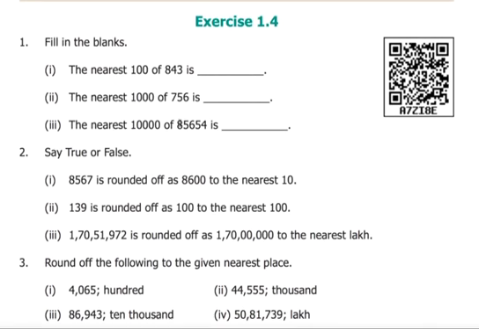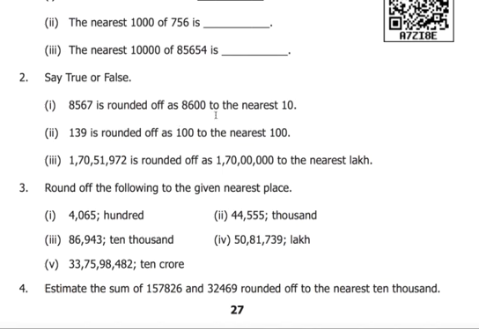Say true or false. 8567 is rounded off to 8560 to the nearest 10. No, that is false. Nearest to 10 means 8570 is the answer. 139 is rounded off to 100 to the nearest 100. Right. 1 crore 70 lakh 51,972 is rounded off as 1 crore 70 lakh to the nearest lakh. No, 71 lakh. So that is wrong.